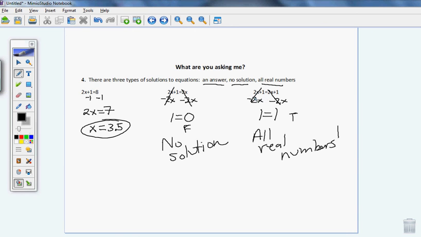Now don't forget, you can be given more complex problems than these. And the one you're about to try is a little bit harder than these, but does it come out to an answer? Does it come out to no solution? Or all real numbers?